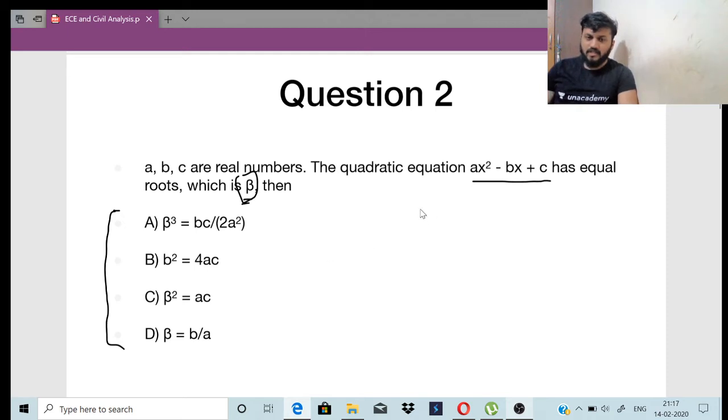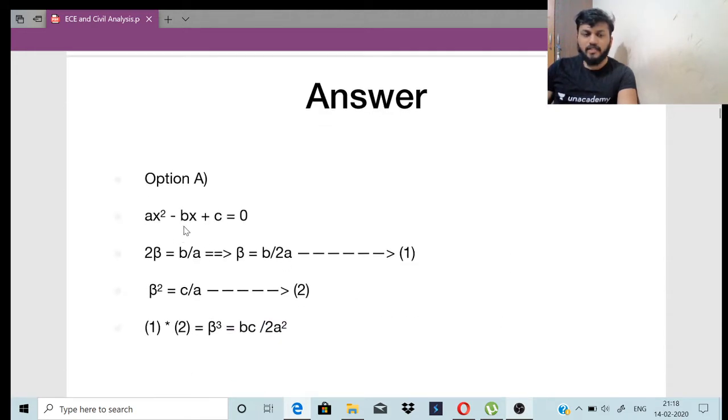First see the quadratic equation ax square minus bx plus c. Differentiate it once, so this will be 2a minus b equals 0. So what will be beta here? Find out the first beta. This will be 2a beta minus b equals 0, so 2 beta equals b by a, or beta is equal to b by 2a.